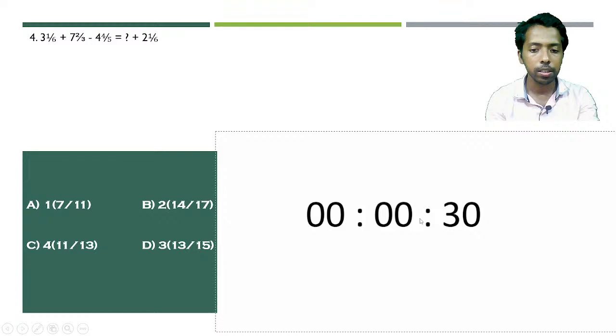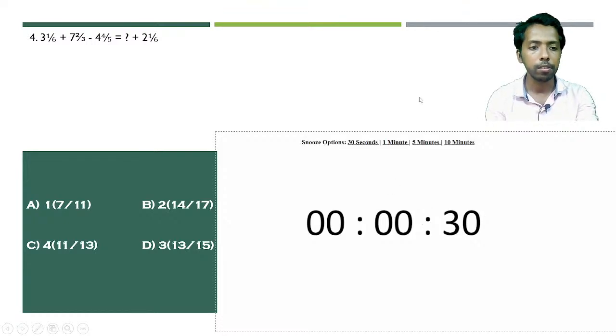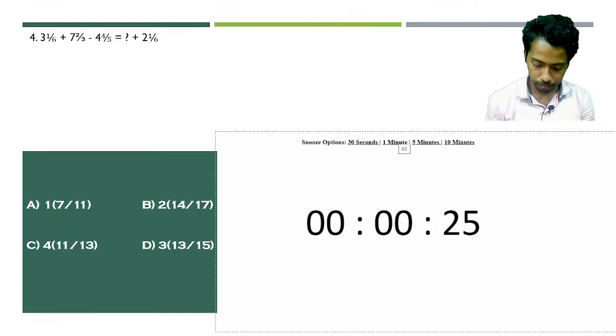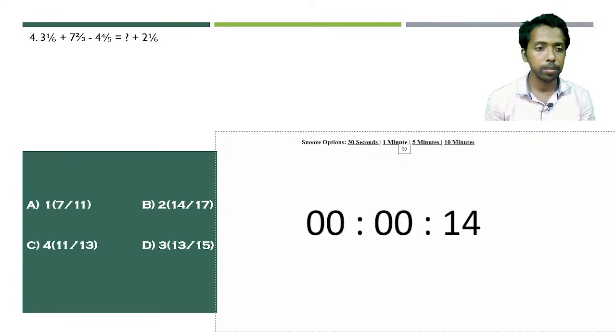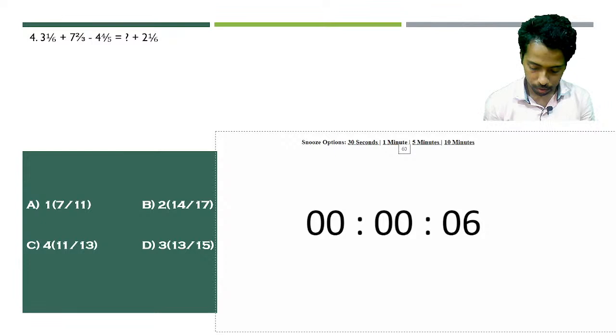Again, 30 seconds timing, and here it is. Fraction values are given, and this may be a little bit longer, but yes, tell me the answer here.